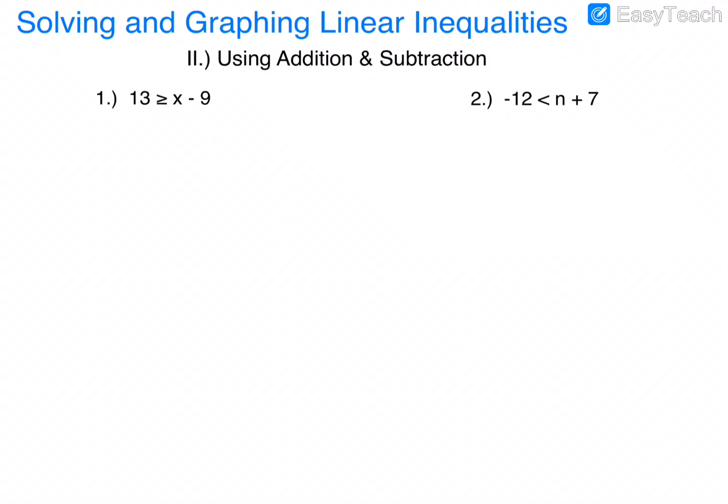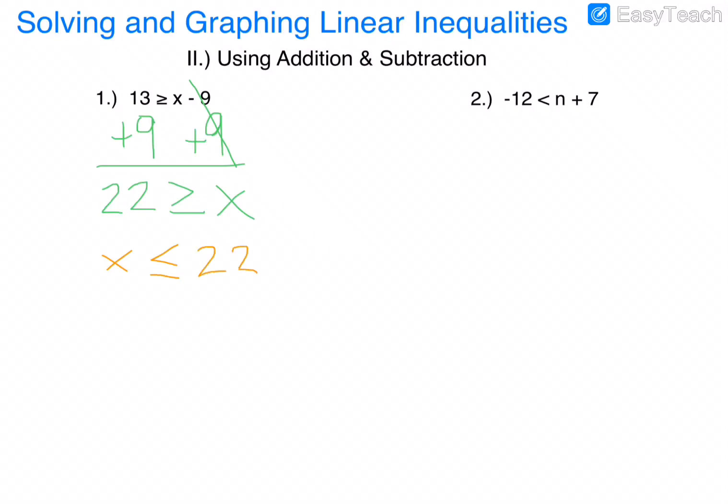So here we go. To solve this first one, we're going to add 9 to both sides. And these 9's cancel out. 13 plus 9 is 22. 22 is greater than or equal to x, which means that x is less than or equal to 22.